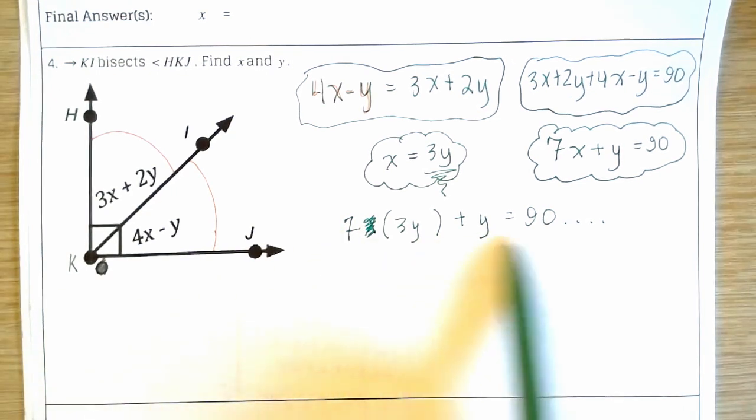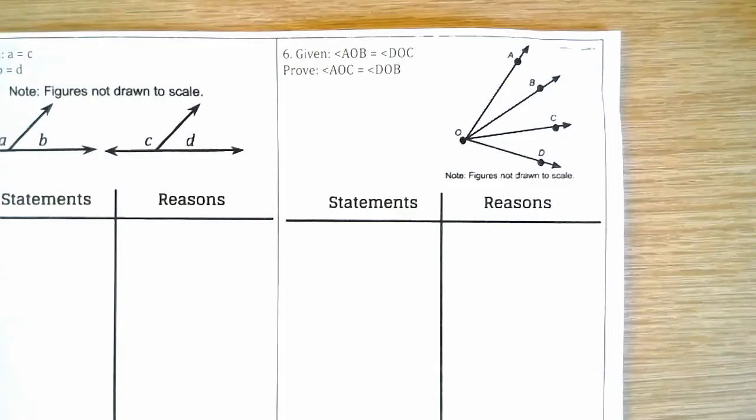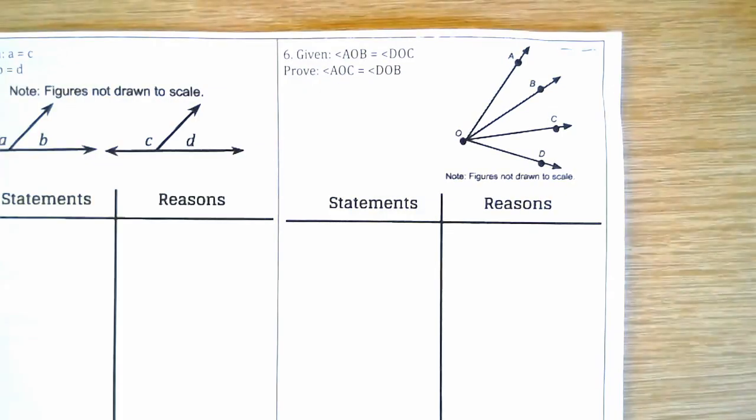So you just keep going from here, 21y plus y, you're gonna get a fraction for y, plug it in, you'll get x. Okay, so I'll leave it set up there for now, finish it later. Okay. Here, just to jump to another angle proof, we have given information I'm gonna mark up in the picture.